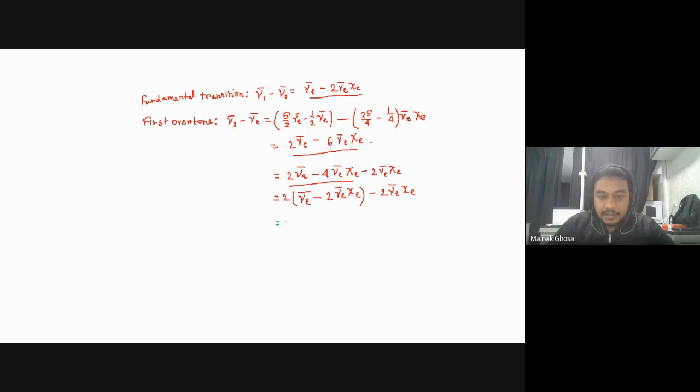What should be this value? Can you correlate this function? Have you ever seen this? This nu e bar minus 2 nu e bar chi. Have you seen this? Is it the same thing, right? Nu e bar minus 2 nu e bar chi.